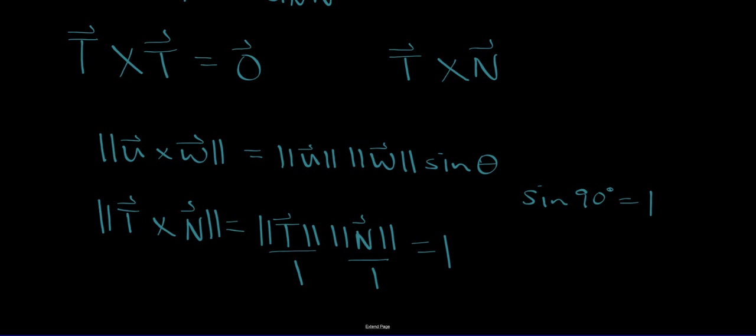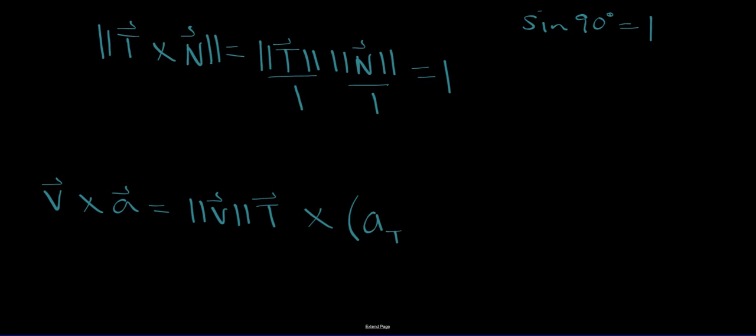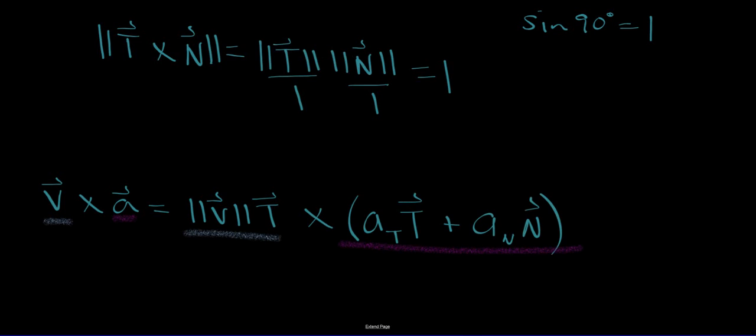Now, so let's see what we have here. We have V cross A. Let's just start there. That right there is the magnitude of V, T, cross A. And what is A? Well, A is A sub T, T, plus A sub N, N. Do y'all see that? Let me highlight it. V, V, A, right?